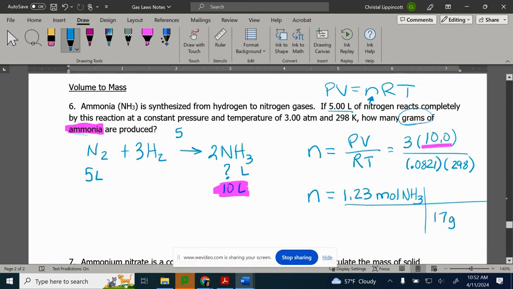Shoot, hold on. I put that in the wrong spot. That's why we write down our units first, and then we write down our numbers. All right, there we go. Now I got them in the right spot. My moles are going to cancel. That's going to leave me with grams. So that ends up being 20.8. That is grams of NH3.